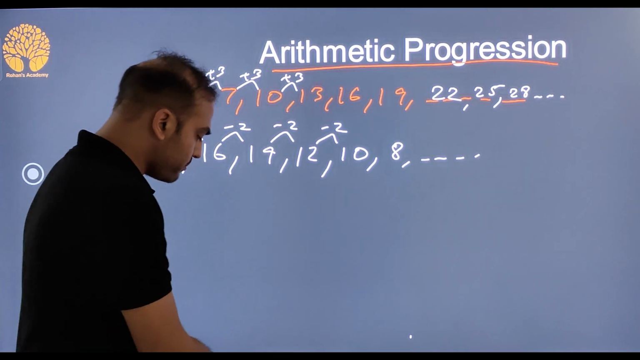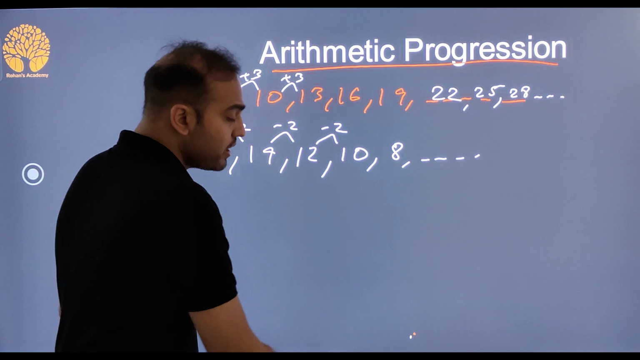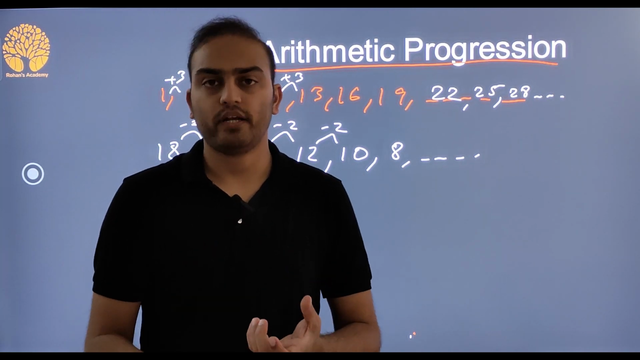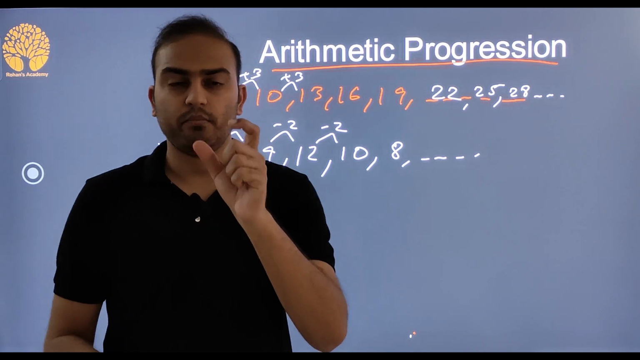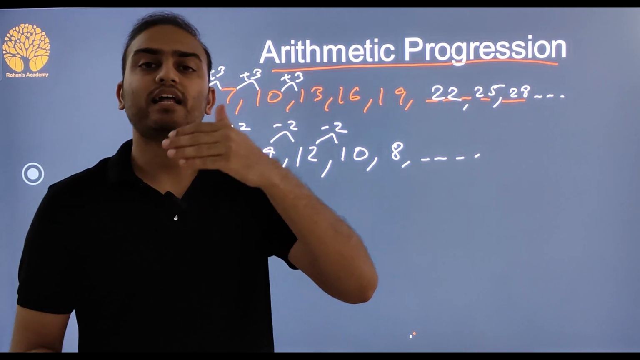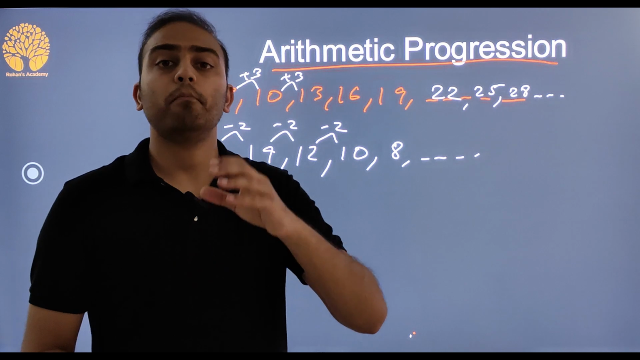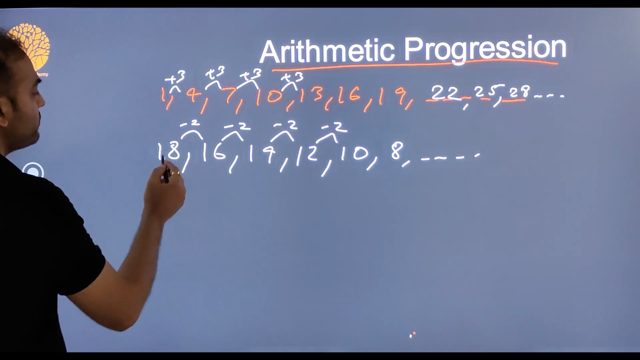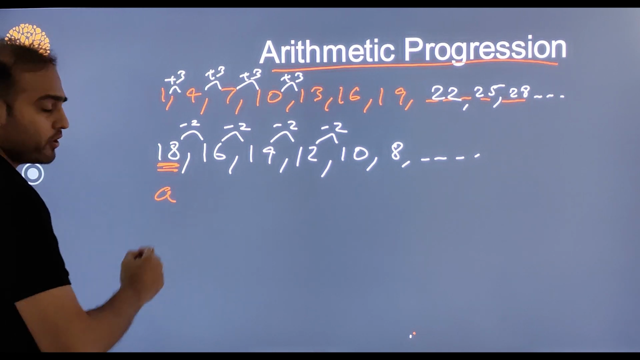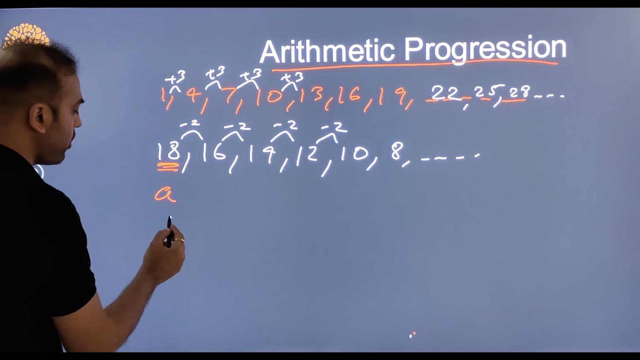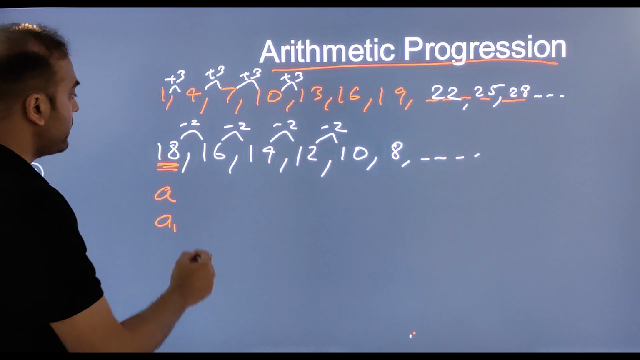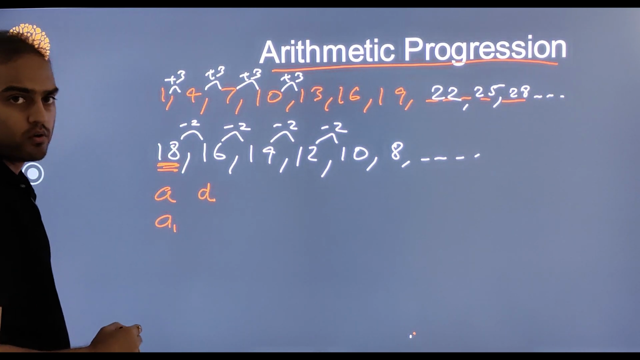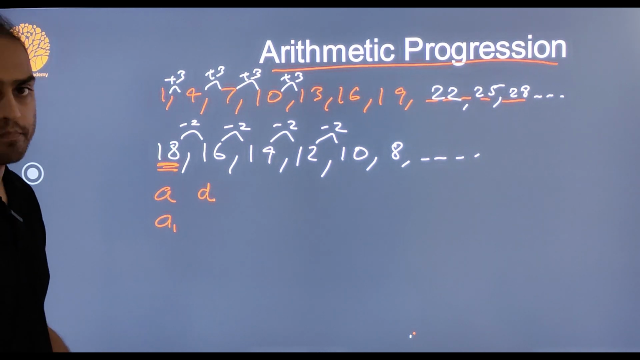The point we are trying to understand here is that in any arithmetic progression, the important point is that the difference remains the same. You either add or subtract the same value to get the next number. The first number is called your A, or A1. This difference is called D.